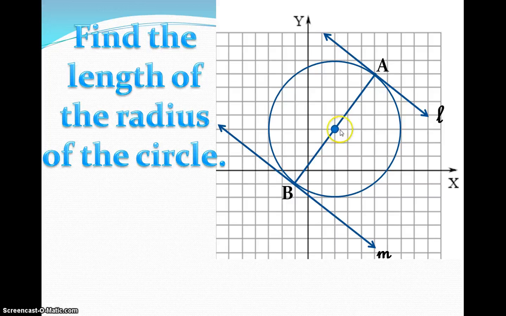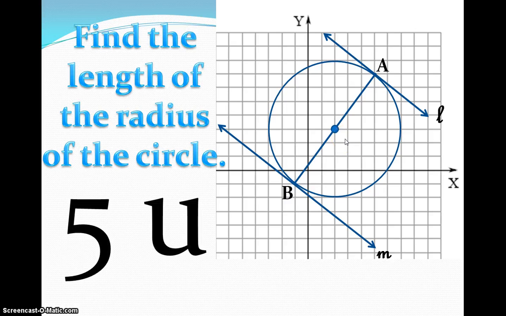Well, again, think to yourself, I have a length going horizontal and I have a length going vertical on all of my diagonal lines. So if I count the squares going over horizontally, I get to 3. I count the squares going up, I get to 4. So 3 squared plus 4 squared, that's equal to 9 plus 16, which is equal to 25. Take the square root of that. You should have gotten an answer of 5 units for your radius.